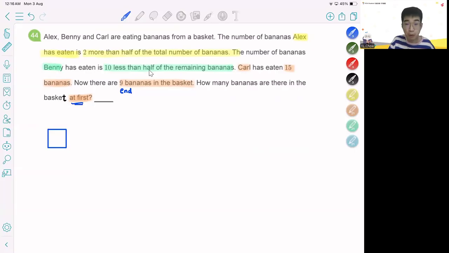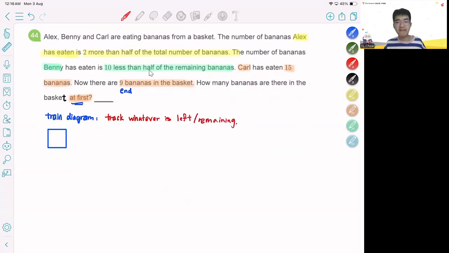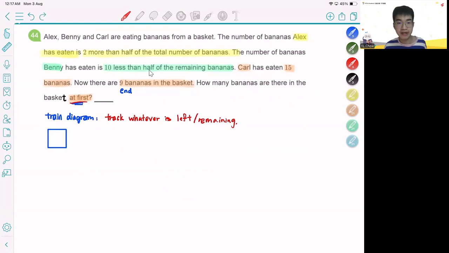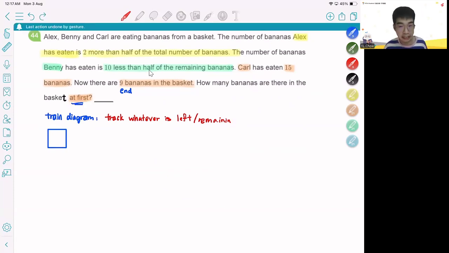So remember, when we do working backwards, a train diagram is always used to track whatever is left or remaining. So in this case, we want to find out how many bananas are there in the basket at first. So we are focusing on the bananas in the basket. We only focus on what happens to the bananas in the basket from at first to at the end. It's always in the basket. So we don't care about what's taken away. Or rather, we don't track what is taken away.